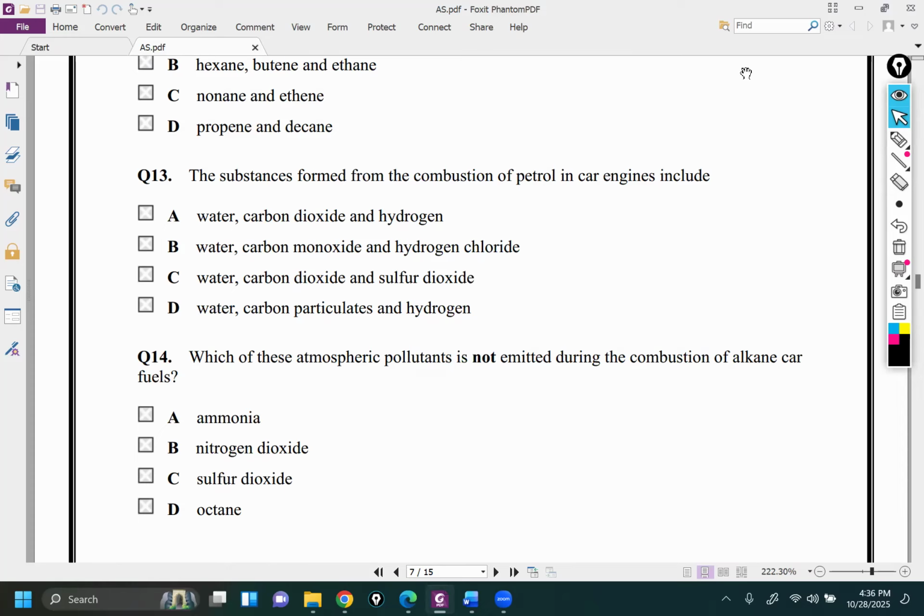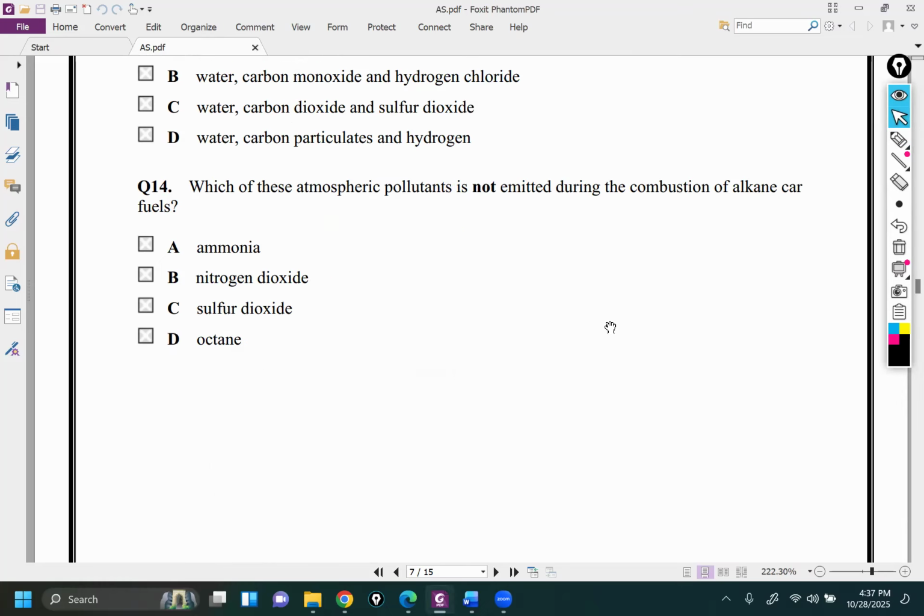Question 13, the substances formed from the combustion of petrol in a car engine include. In the internal combustion engine, when petrol burns, a number of reactions take place as the air goes into the engine for the combustion of petrol. Water, carbon dioxide, and hydrogen are not all produced. Water, carbon dioxide, and hydrogen chloride are not produced. Chlorine, water, carbon dioxide, and sulfur dioxide, it does form. And water, carbon particulates, and hydrogen, hydrogen is never produced. So the correct option is option C.